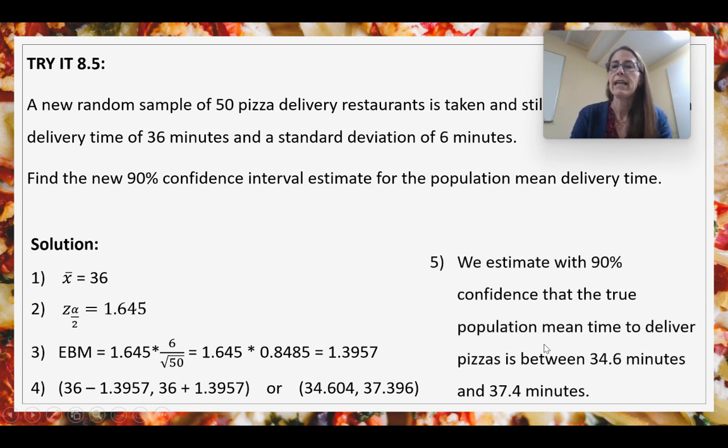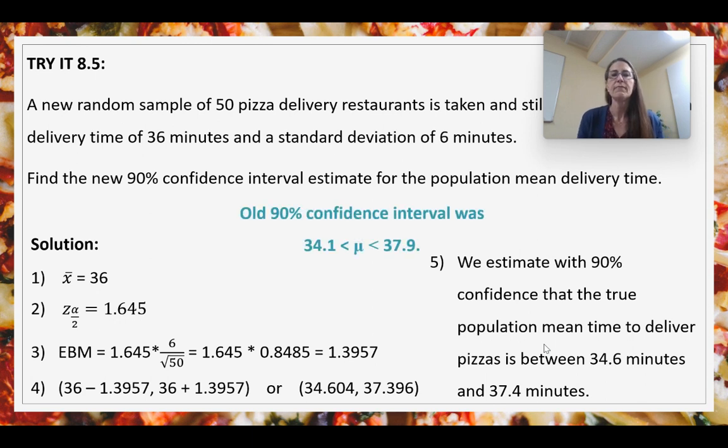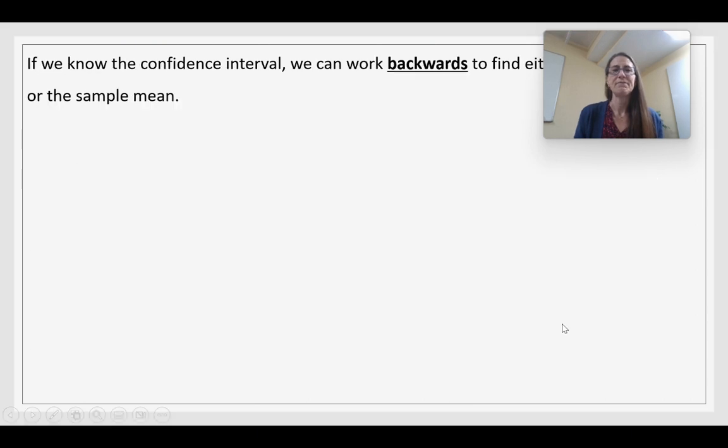So we can estimate with 90% confidence that the true population mean time to deliver pizzas is between 34.6 minutes and 37.4 minutes. Our old confidence interval said that our mean was between 34.1 and 37.9. The confidence level was the same, but the interval got narrower in this case, because other things changed, not the confidence level.